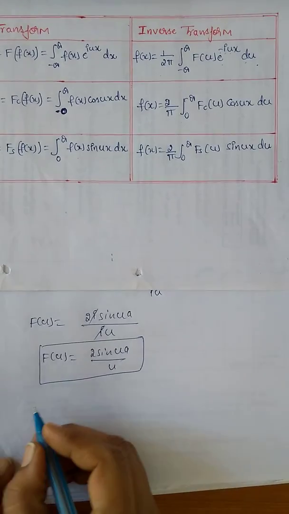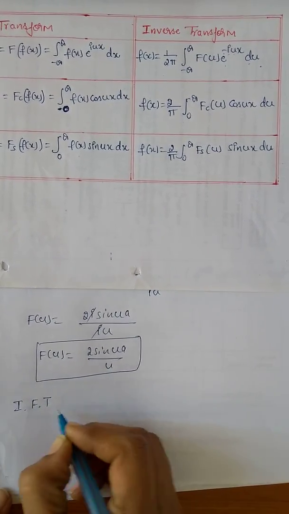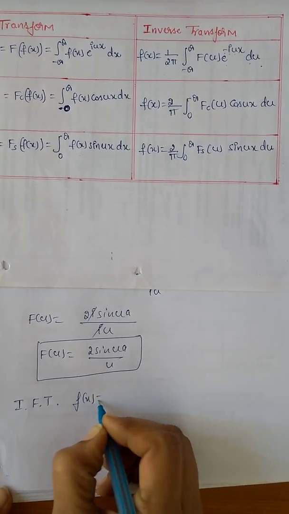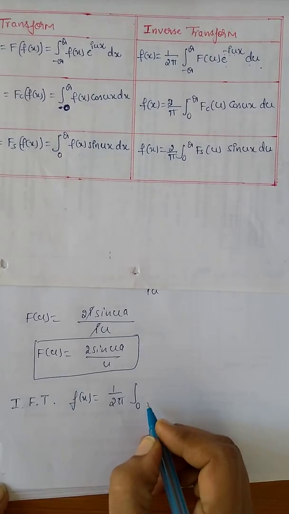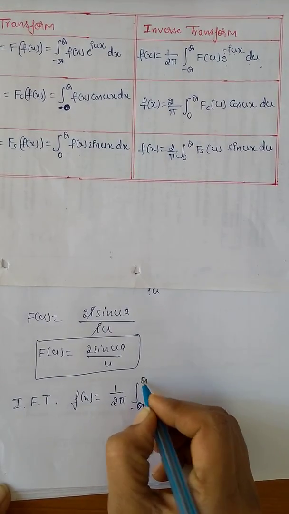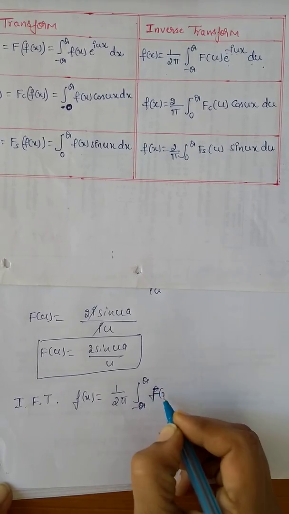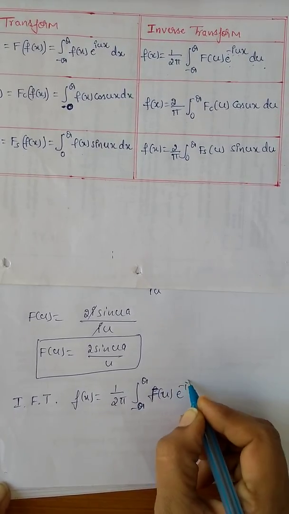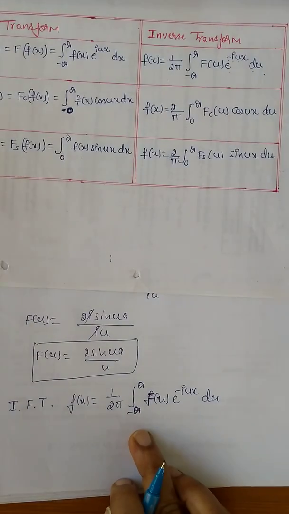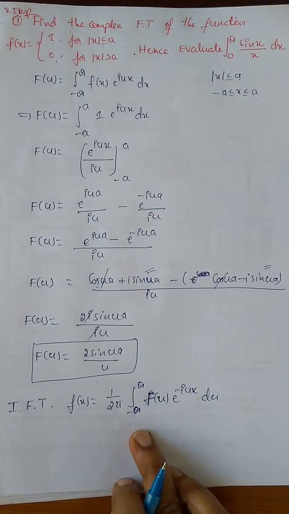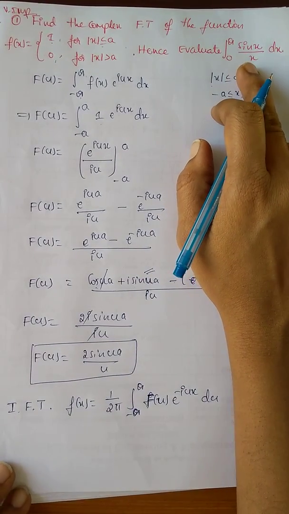We know that the inverse Fourier transform f of x, the formula is what? 1 by 2 pi, integration from minus infinity to infinity, f of u, capital F of u, e to the power of minus iux dx. This is the inverse Fourier transform formula. So using the inverse Fourier transform formula we should evaluate the second part of the problem.